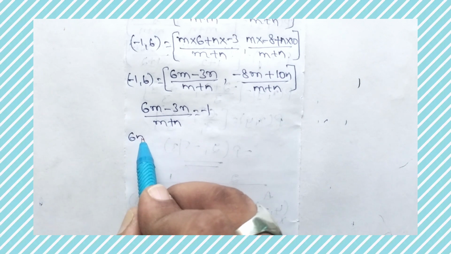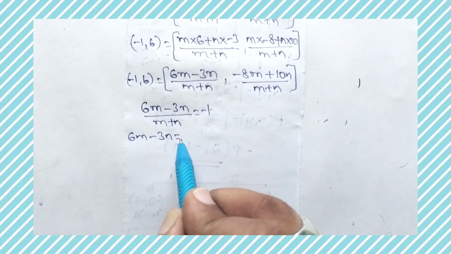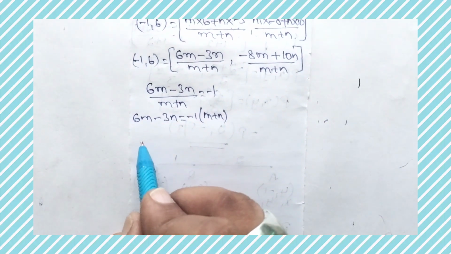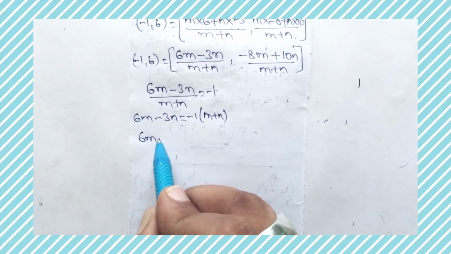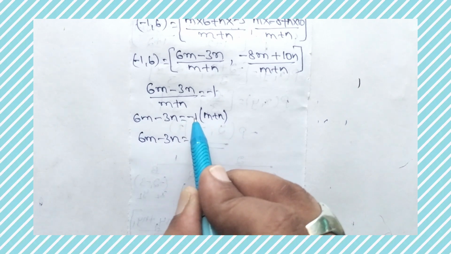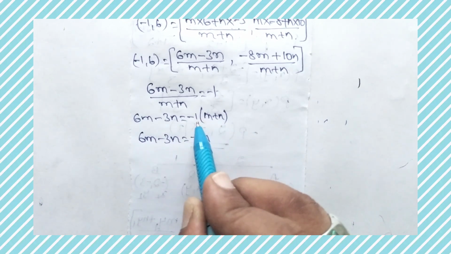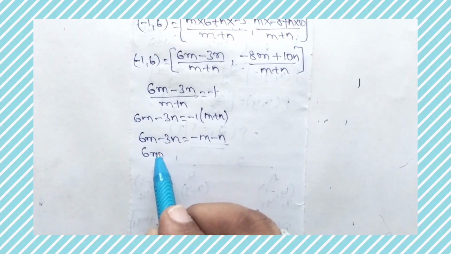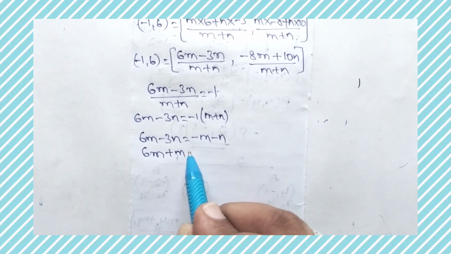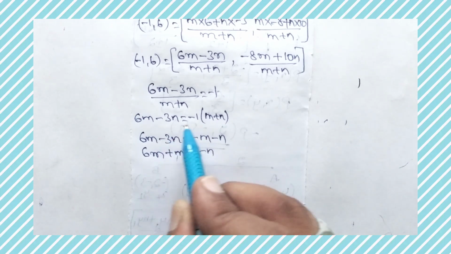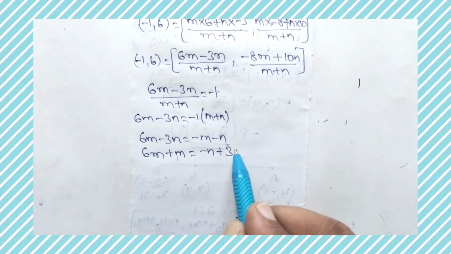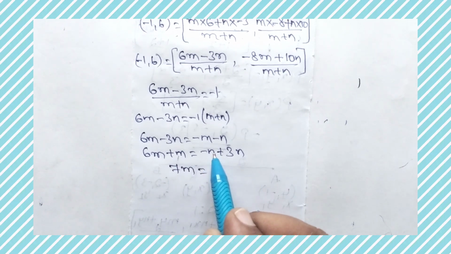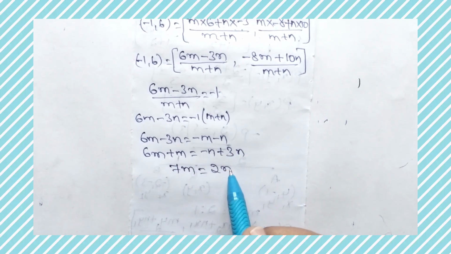So 6m minus 3n is equal to minus 1 into m plus n. So 6m minus 3n is equal to minus 1 into m minus 1 into n, minus n. So 6m you bring minus m, it will become plus m, is equal to minus n. You take minus 3n, it will become plus 3n. 6m plus 1m becomes 7m. Minus 1n plus 3n becomes 2n.